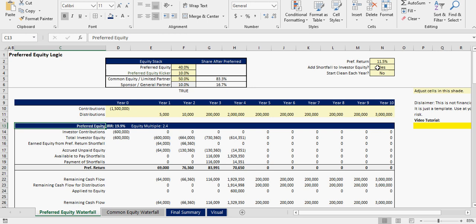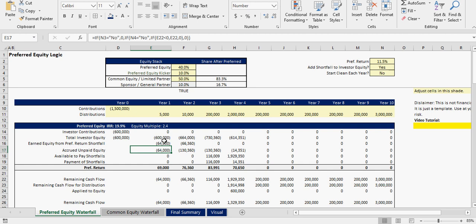Well, you can decide here if you want that shortfall to increase the equity of the preferred equity amount, which would then increase the preferred return in the following year and increase the total amount that needs to be paid back before anybody gets anything. So all of that logic is happening here.